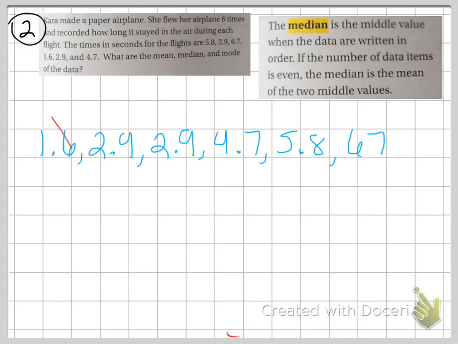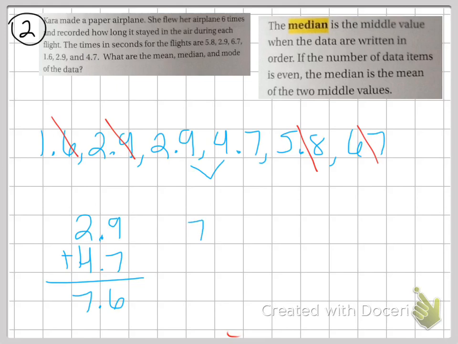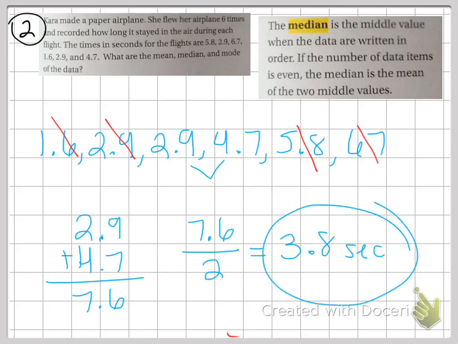The two middle values, let's see, one on each end. And we have 2 of them, it's an even number, we know that. So let's find the average of these 2 values. So 2.9 plus 4.7. We should get a sum of 7.6. Let's divide 76 by 2, think of it that way. And we get 38, or 3.8 seconds is our median.